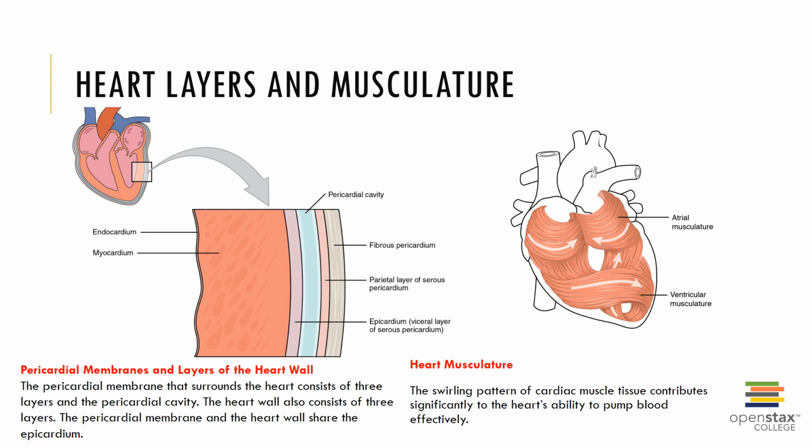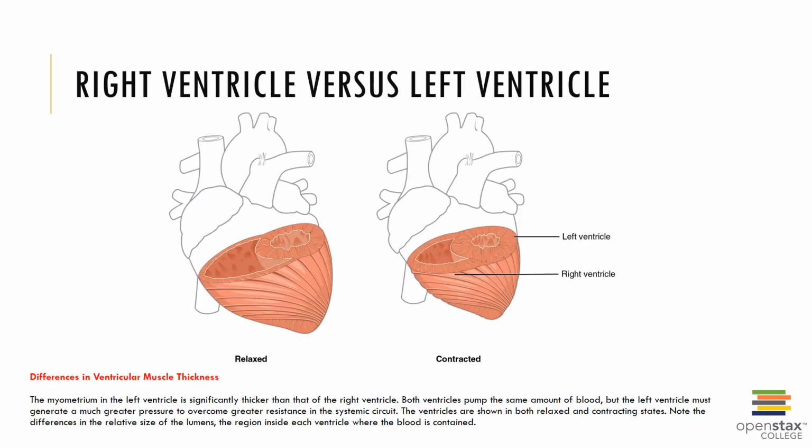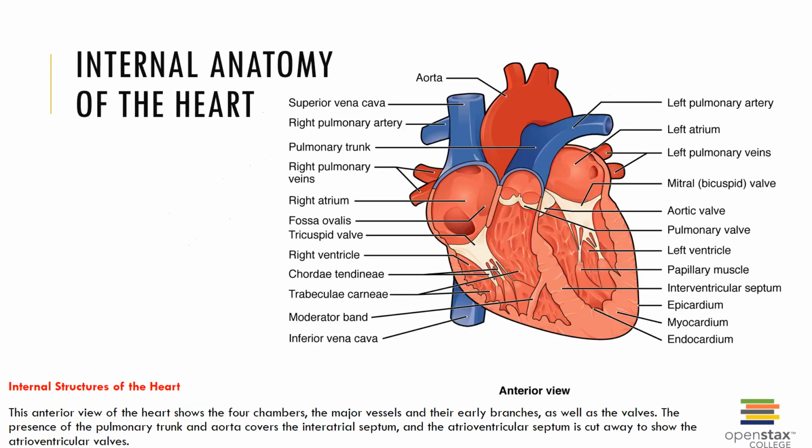Here you can see a different view of the muscle and heart layers that we spoke about previously. And in this view, you can see the difference in the right ventricle versus the left ventricle, noting the difference in the ventricular muscle thickness. The internal anatomy of the heart is shown here, where you can see the fossa ovalis, the pectinate muscles, and the trabeculae carnae, as well as the interventricular septum that I just spoke about.